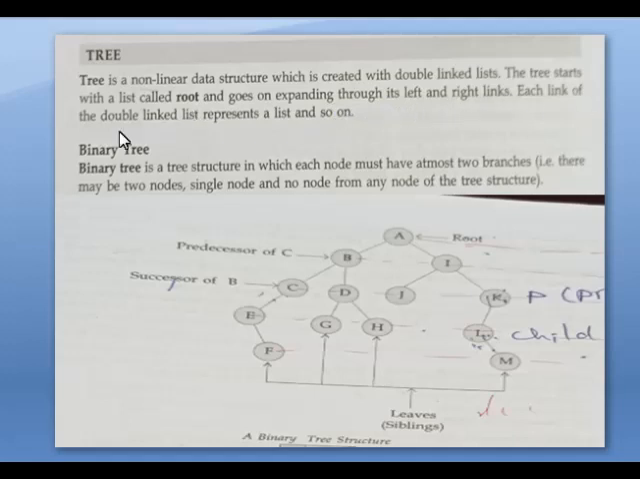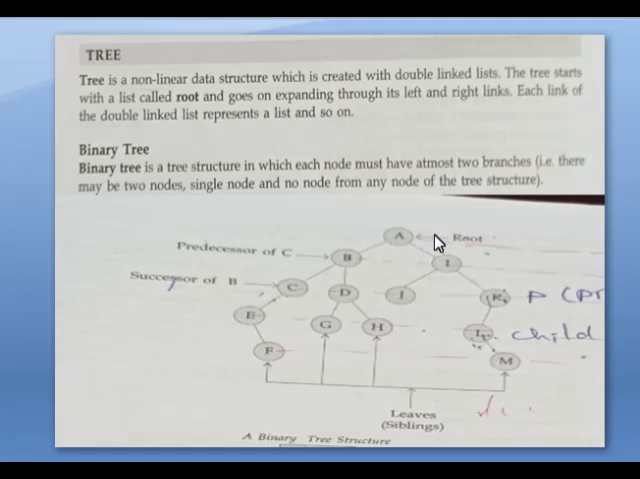So now we are going to see the binary tree. The binary tree is a tree structure in which each node must have at most 2 branches. That is, there may be 2 nodes, a single node, or no node from any node of the structure. So this is the structure of a binary tree. This is called the root.